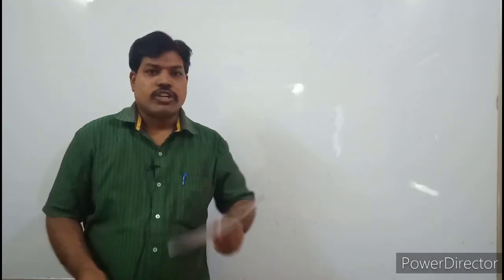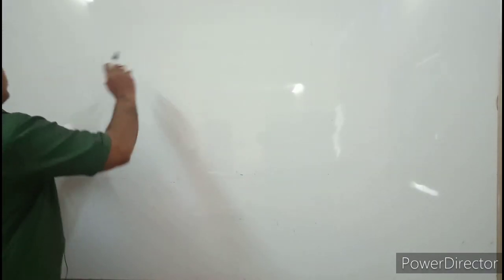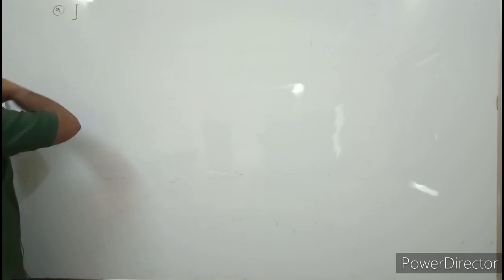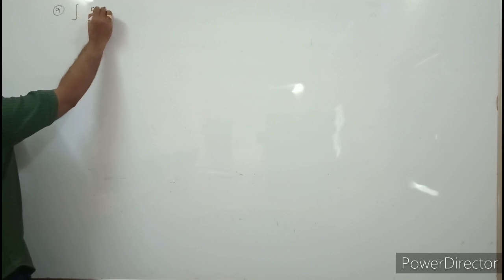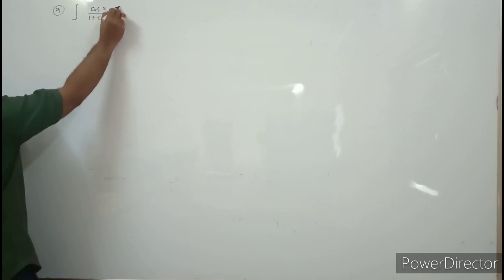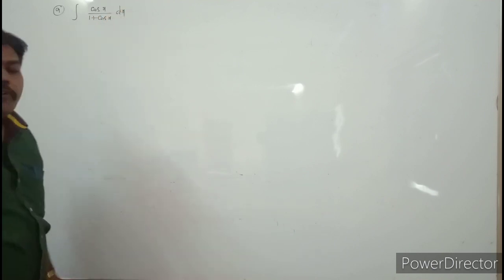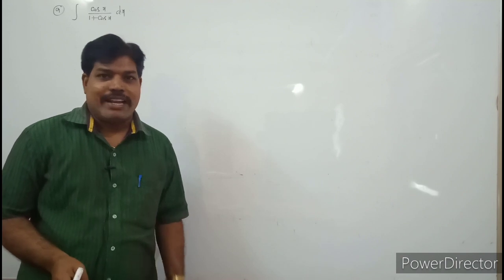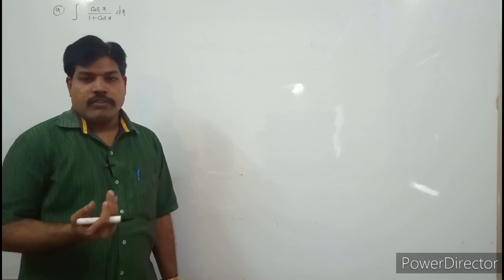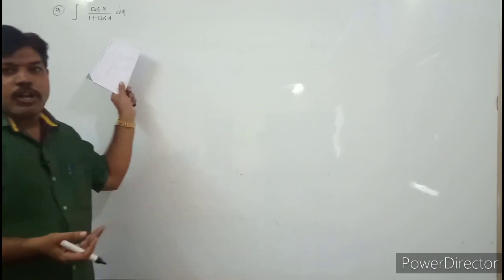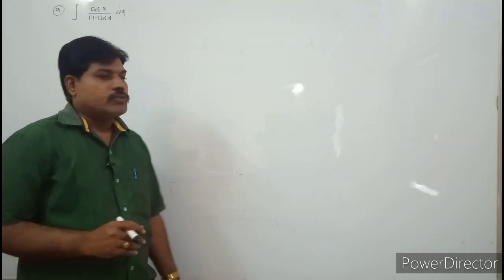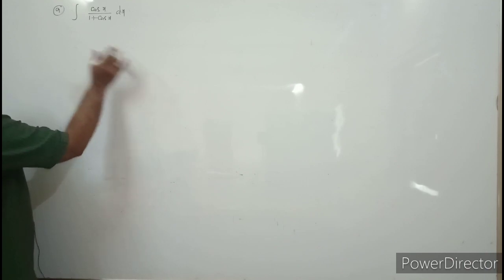See the next question, question number 9. Integral of cos x by 1 plus cos x into dx. So see, students, in the numerator and the denominator both terms have cos only. If in the numerator it were sine, we would take the denominator as t. But here the numerator and denominator are both in terms of cos only. So what will we do here, students? See the solution.